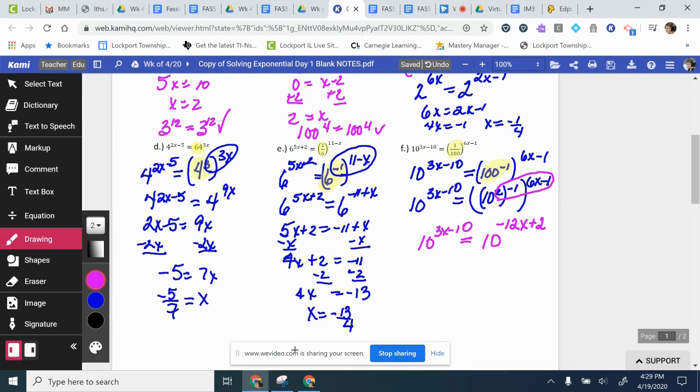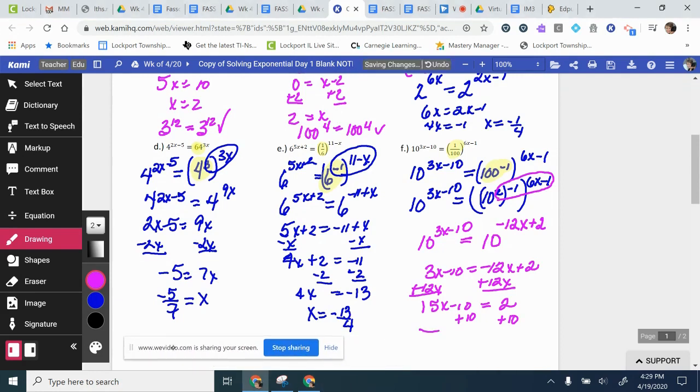We have equal powers, same equivalent bases. Now we set the exponents equal to each other and solve for x. And x is, when we simplify this, 3 goes into 12 4 times, 3 goes into 15 5 times.